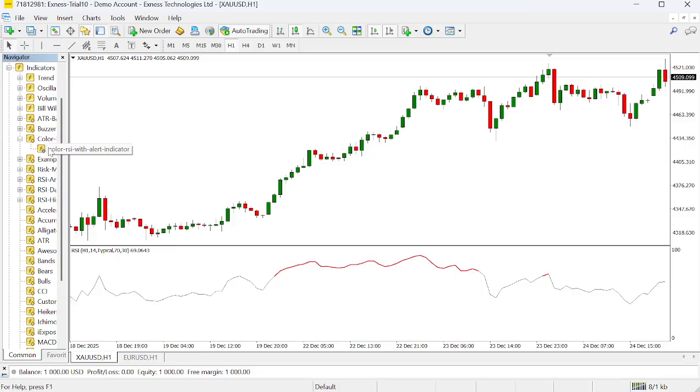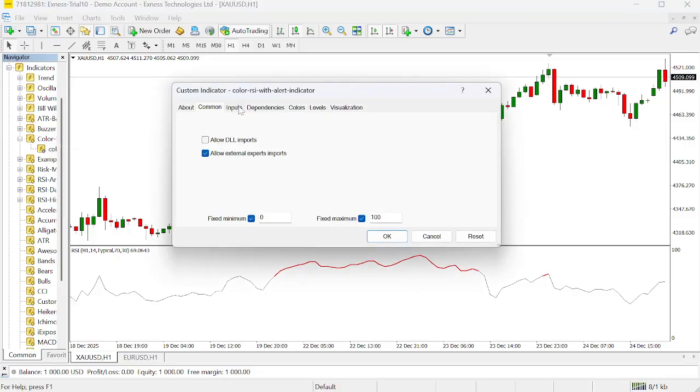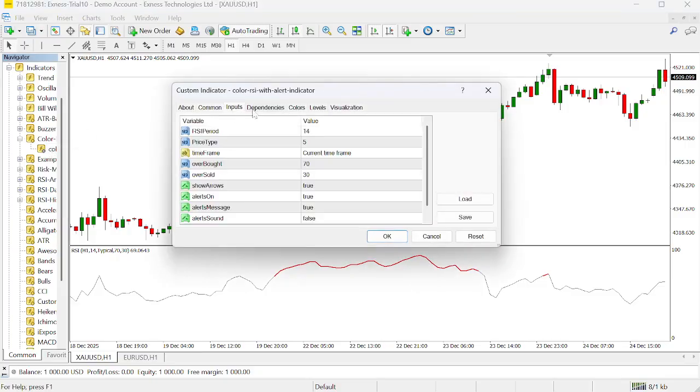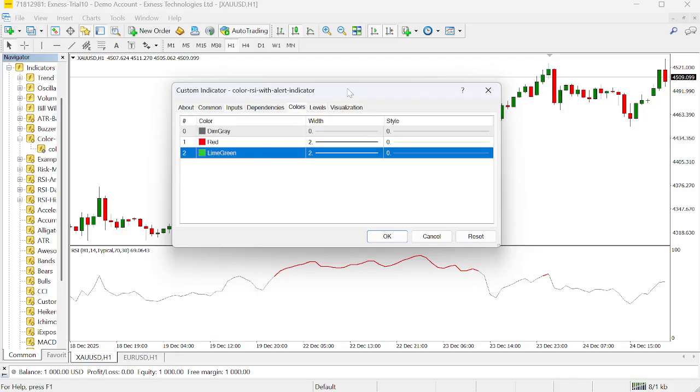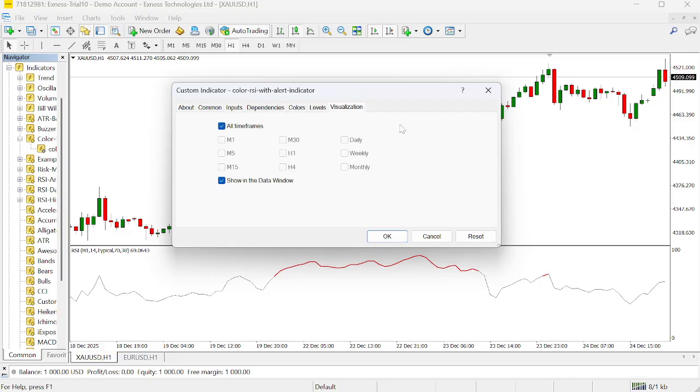As for the settings, let's take a look at what we have. Okay, the inputs we have available. You can set the RSI period, price type, time frames, overbought and oversold levels, and show arrows on the chart. You can also set alerts, so you have multiple options for alerts. You can also choose your preferred colors, and like I said before, choose your preferred time frames.